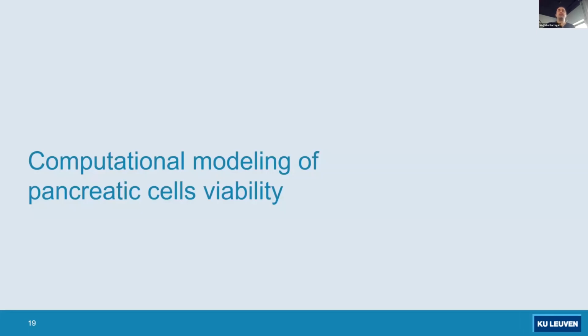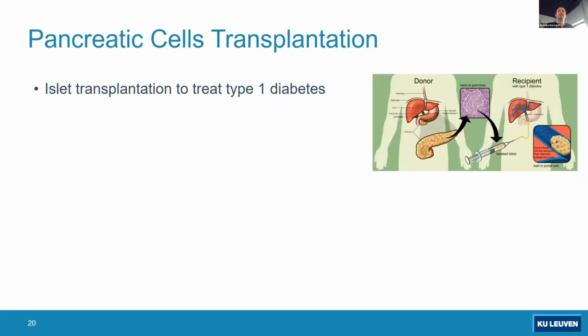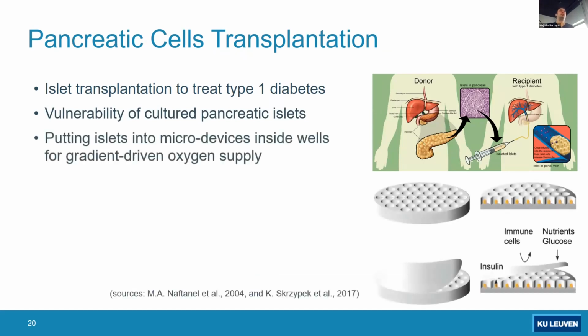The next project is related to the modeling of pancreatic islet cell viability, where the objective was treating type 1 diabetes. We have donors and we get the cells from them, and when we want to transplant them, they need some preparation. They are vulnerable because they need oxygen. The way that people investigate it is through devices. They put the wells, the groups of cells, inside these devices, and the devices provide oxygen to the cells, and that's something that people do in experiments.